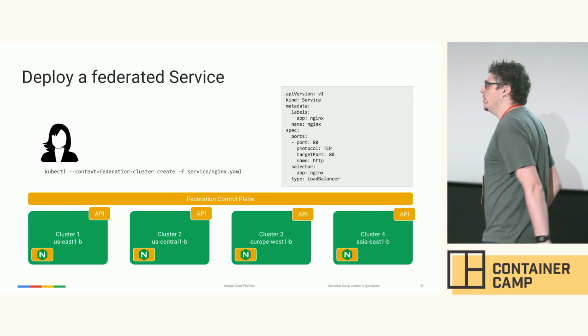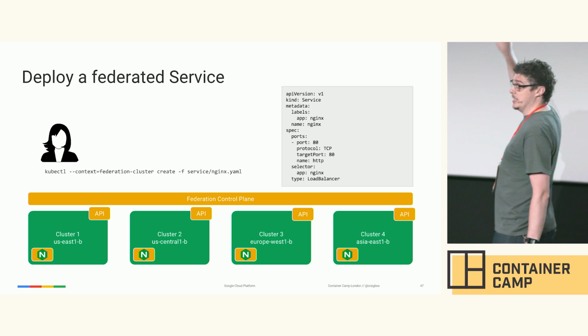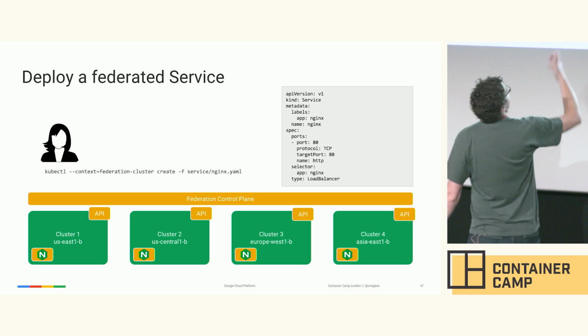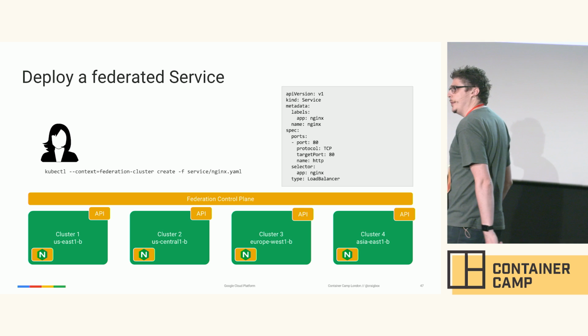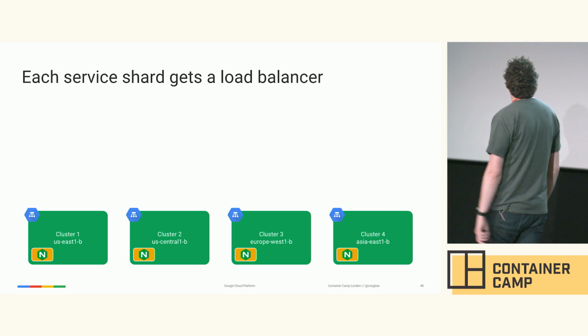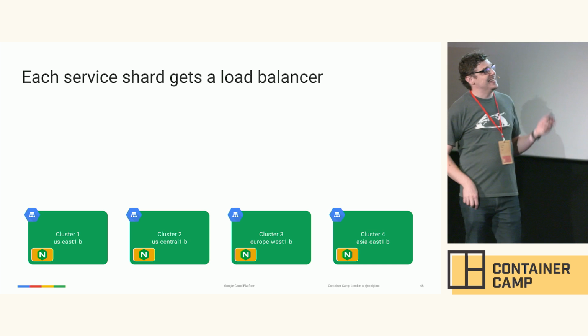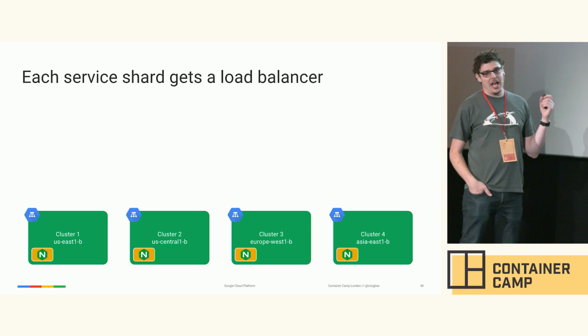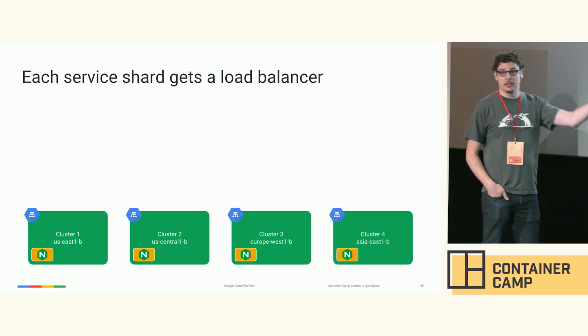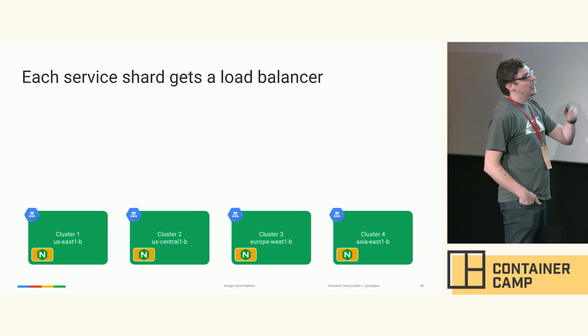Now we need a federated service, which is a way for these things to be accessible to the outside world. So similarly, we say basically it's Nginx, we want to expose it on port 80. And what happens is a load balancer is created in each cluster. Each shard of the service, which we're now running globally across these 4 clusters, has a load balancer.